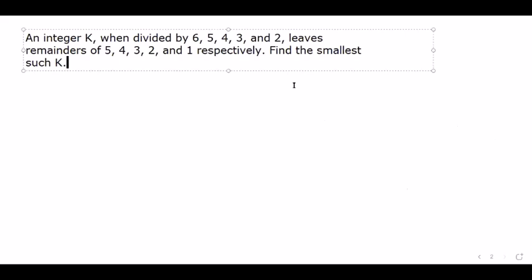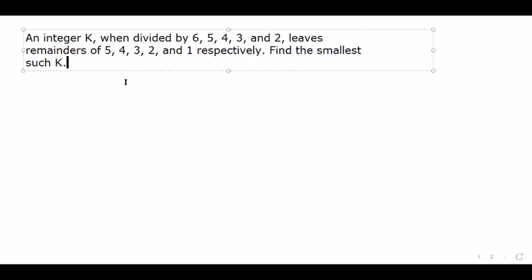An integer k, when divided by 6, 5, 4, 3, and 2, leaves remainders of 5, 4, 3, 2, and 1, respectively. Find the smallest such k. Okay, so here we don't know what the number is, but we do know that when you divide it by 6, you're going to get a remainder of 5.